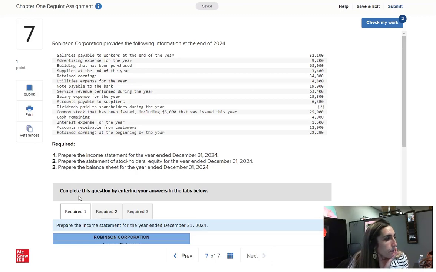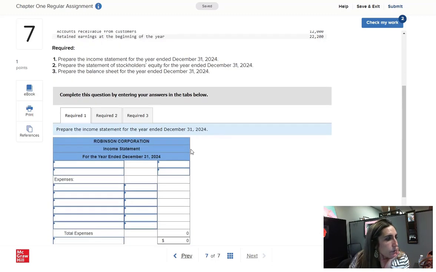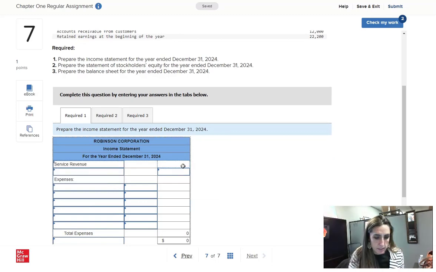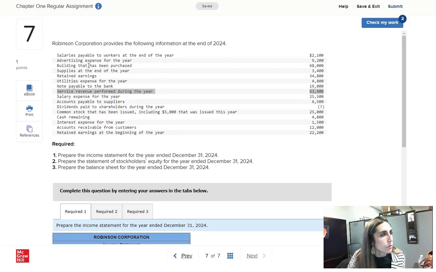Prepare the income statement. Again, we're going to start by going down through here and picking out our revenues. It looks like this service revenue is listed here on mine as $63,400. So service revenue, $63,400. If it had deferred revenue, I would not put that on here because deferred revenue is a liability. I'm going to look for any expenses.